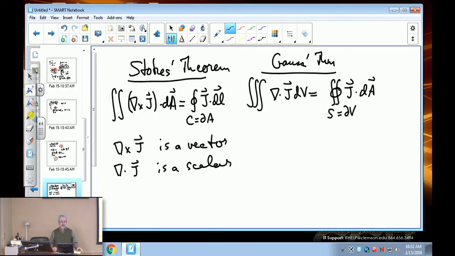Mr. Luker, can you explain again what the curl actually tells us about the field? I don't really understand what it actually does. Okay, do it again.